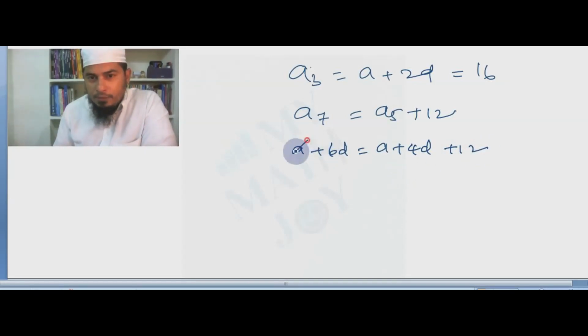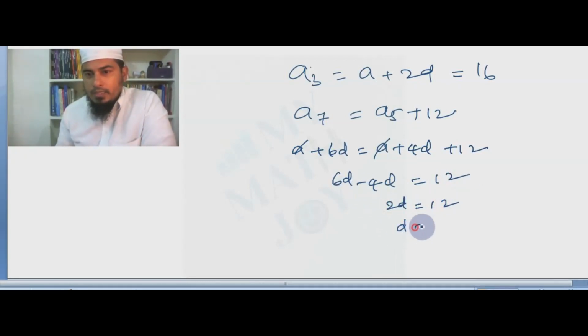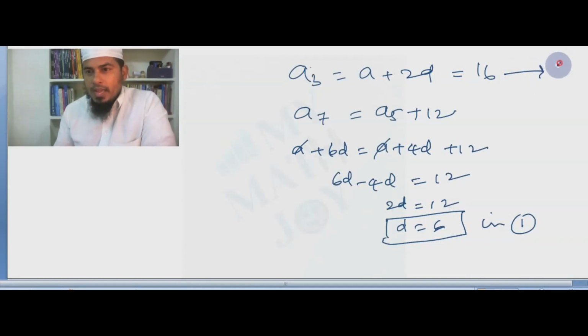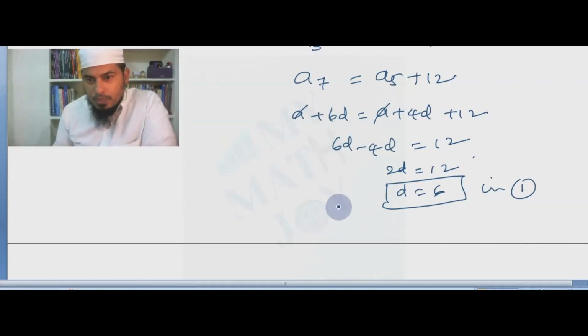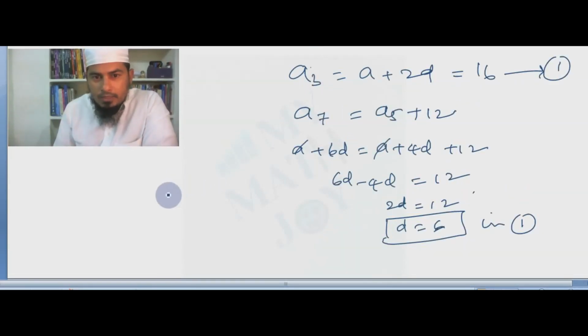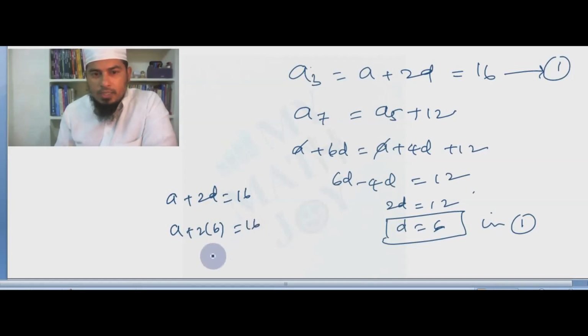So here if we simplify, 6D minus 4D is 2D, so D is exactly 6. I got the value 6; I'll put this as equation number 1, and this 6 value I'll substitute here to get the A value. What will I do here? A plus 2D is 16. So A plus 2 times 6 is 16. A is 16 minus 12, and we got 4. 16 minus 12 is 4.